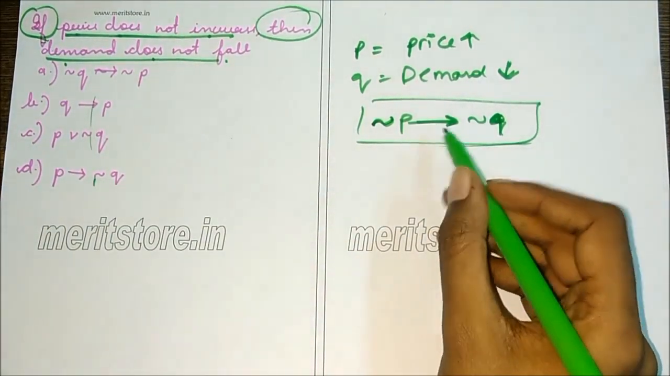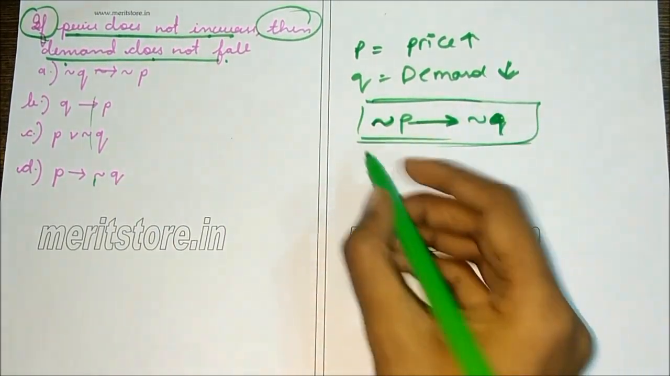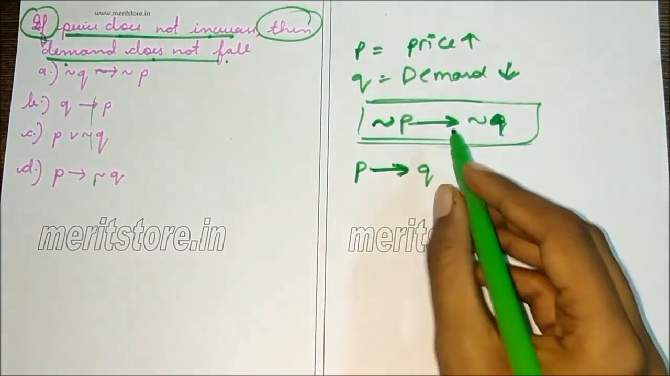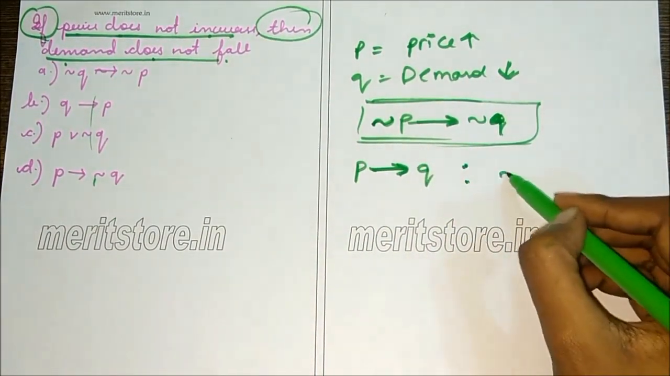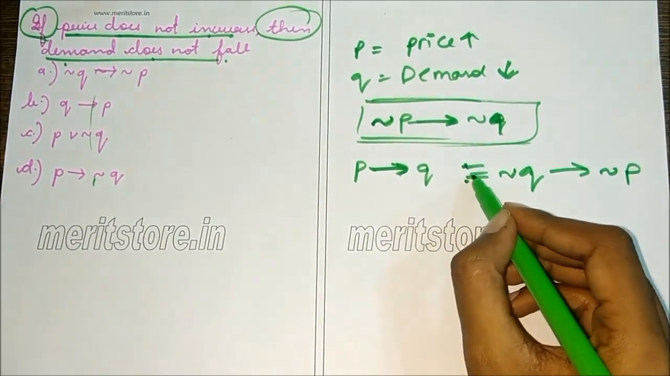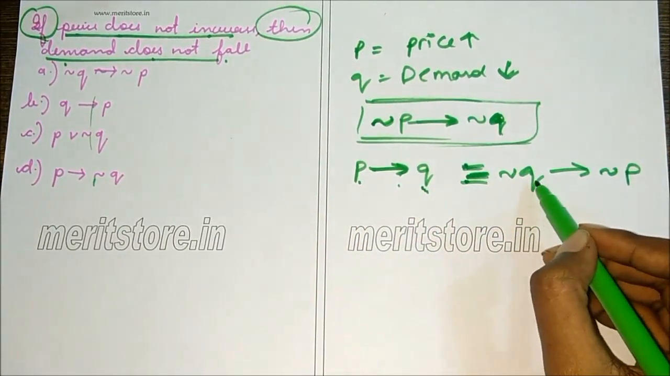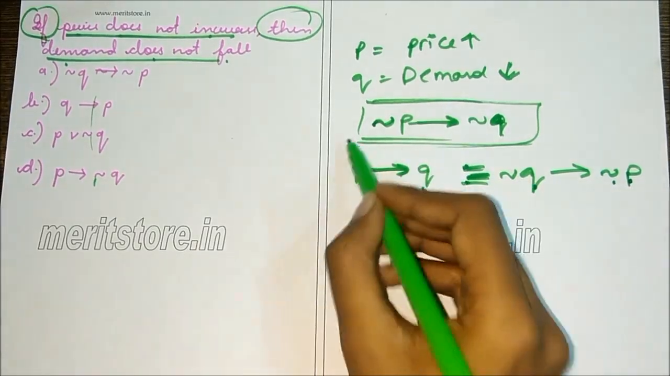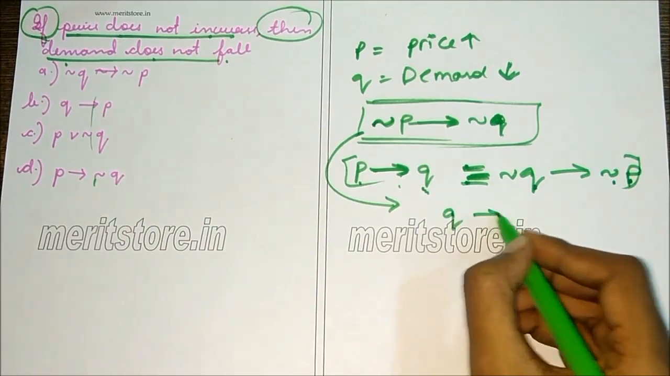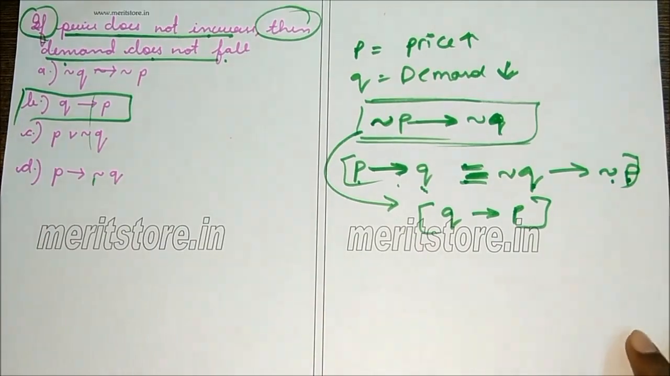So now we'll use a concept known as contrapositive of a conditional statement. It states that P implies Q. The contrapositive of this statement is negation of Q implies negation of P, and these are equivalent. So P implies Q is the same as negation of Q implies negation of P. So we'll find the contrapositive of this statement. So this is Q implies P. So our answer is B, Q implies P.